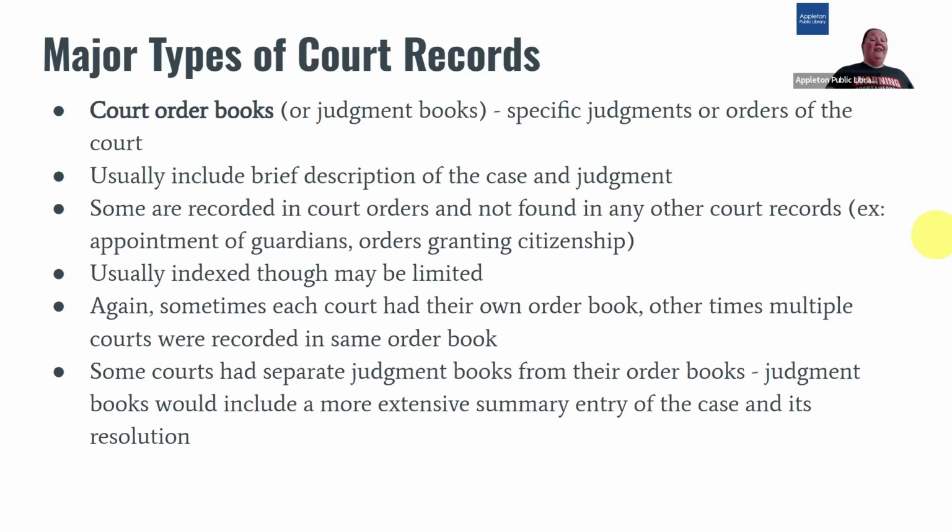They're usually indexed, thankfully, but the index might be pretty limited. So again, it depends on the various courts and how they are handling their records, how detailed they are in their records. Just like the other ones, sometimes each court has their own book. Other times a bunch of multiple courts might be in one book together. Some courts also have separate judgment books from order books. So sometimes they're the same thing, sometimes they're different things depending on the size of the court. So a judgment book might have something more extensive than the order books, or it might have a more extensive summary of what happened in the case and what the final resolution was.